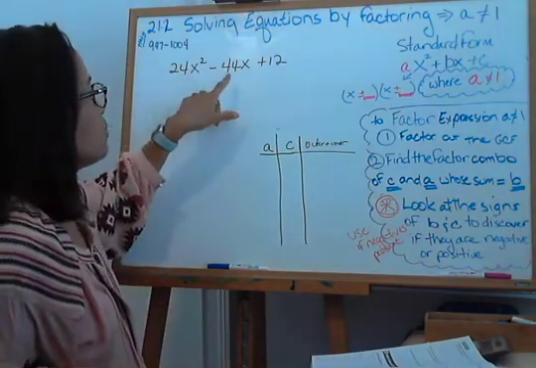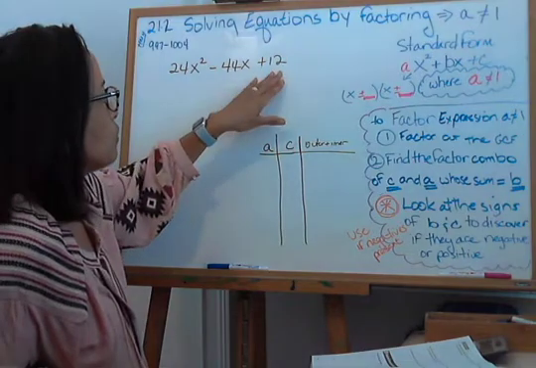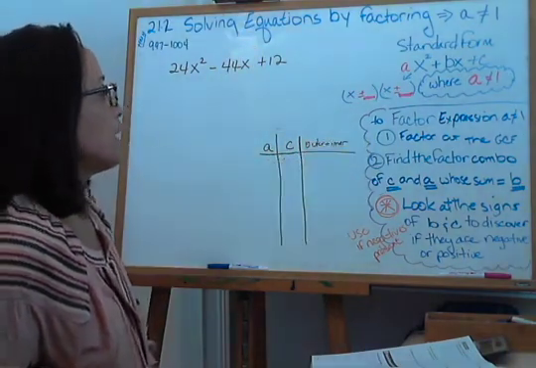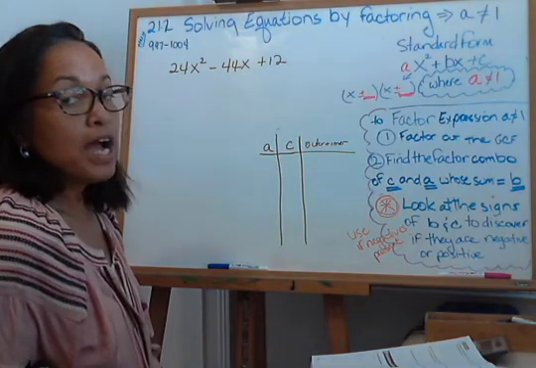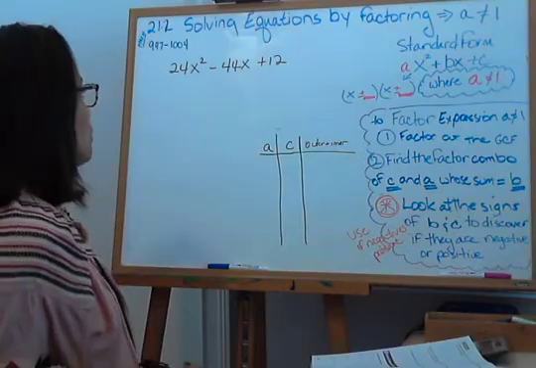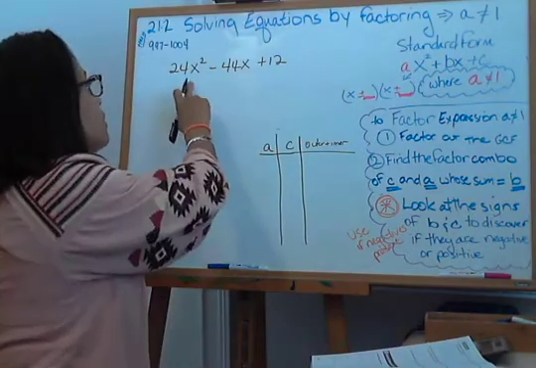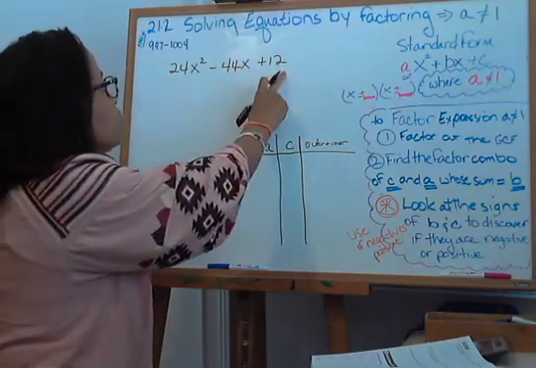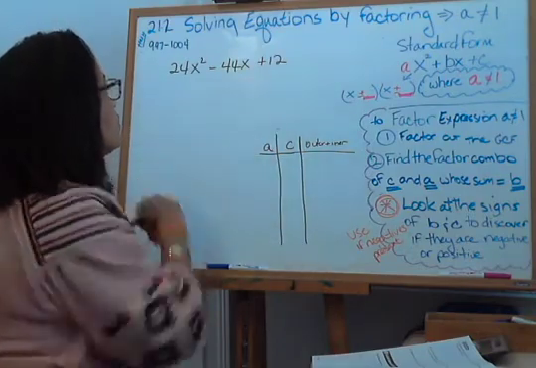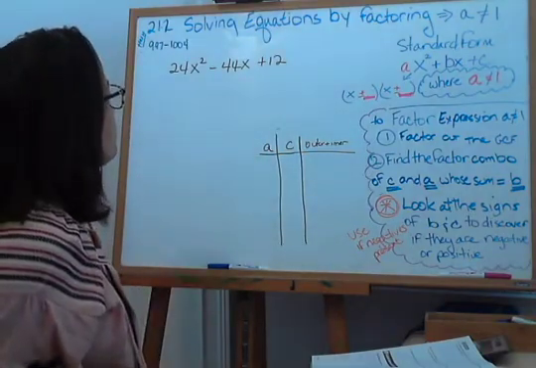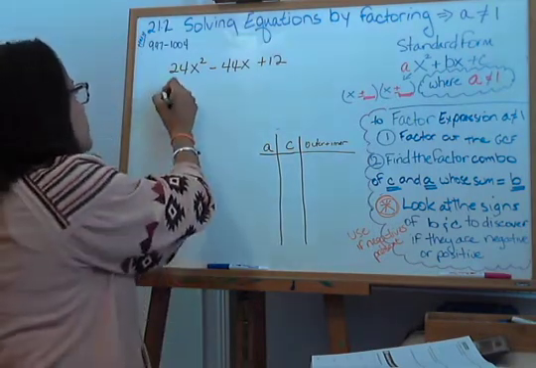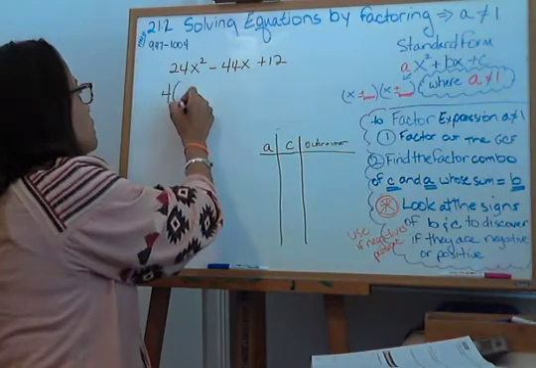24x squared minus 44x plus 12. Well, the first thing we do, we look and see if we can get a greatest common factor out of all of these to make the numbers a bit easier to work with. So we have 24, 44, and 12. They're all even. I know 2 can go into them, but what about the next even number? Can 4 go into them? Yes, it can, and I think that's the biggest one. I'm going to take that 4 out.